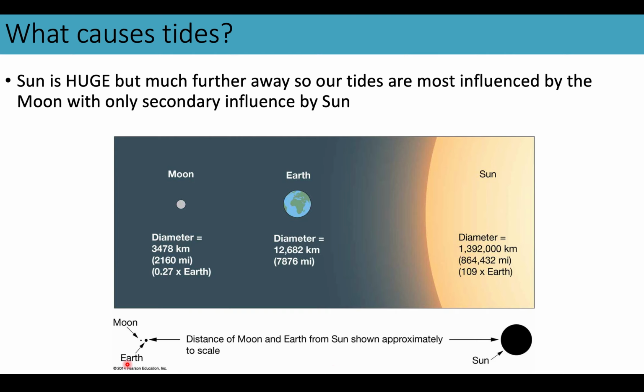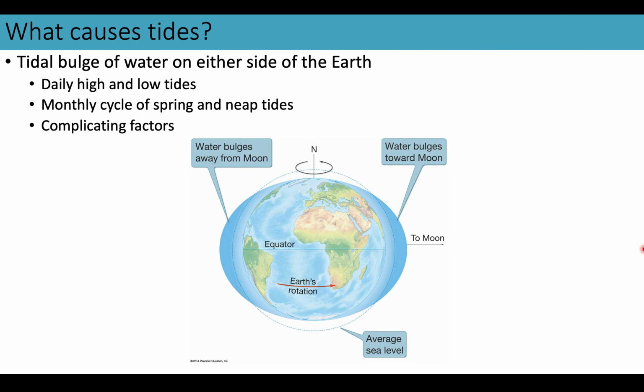If you look at this figure down at the bottom, this shows the distance to scale between the moon and the Earth, so they're very, very close, compared to how far away the sun actually is. This shows the size to scale. So here we see Earth and the moon, and see how much bigger the sun is. But when you think about how far away it is, that's when you can understand that the moon actually does have the most influence over our tides. But we do see influence from both.